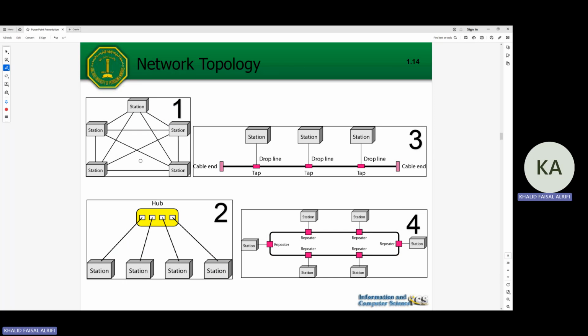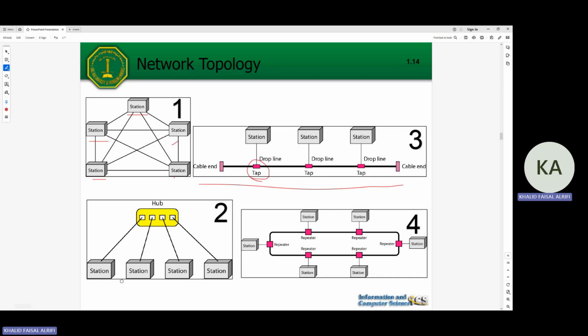All right. Here in the mesh topology, each station is connected to all other stations. Like this station is connected to this and this and this and this, and the same goes for each station. Here we have the bus topology. We have a cable, and here a tap and drop line for each station. It looks like a bus, of course.